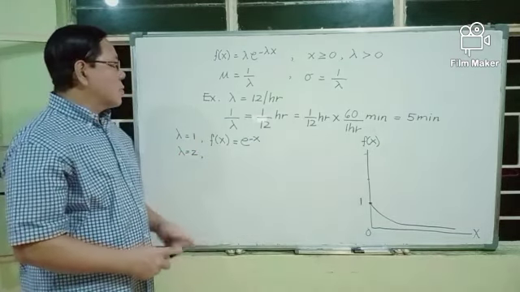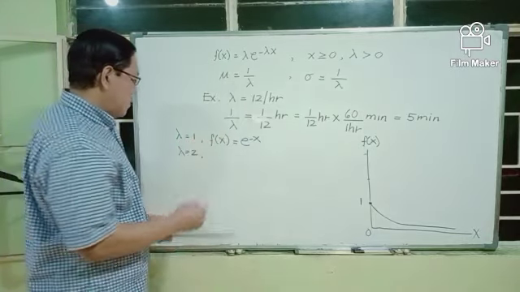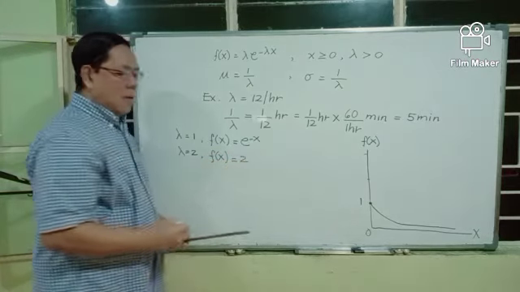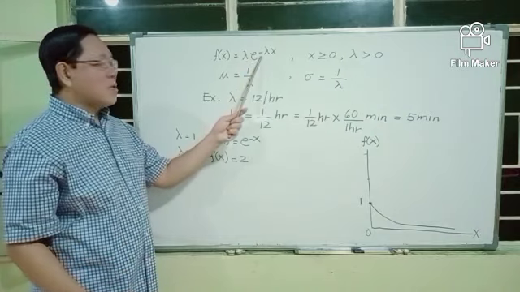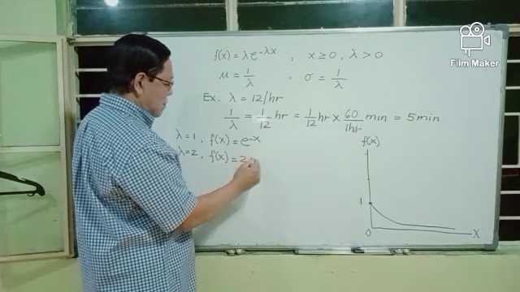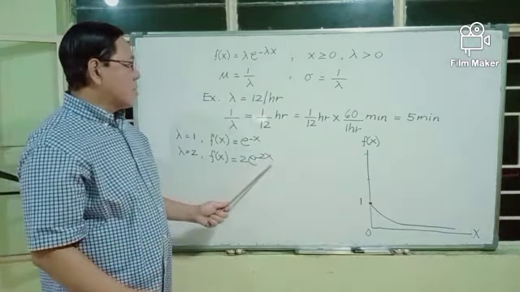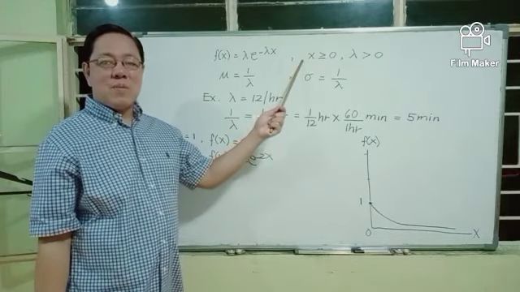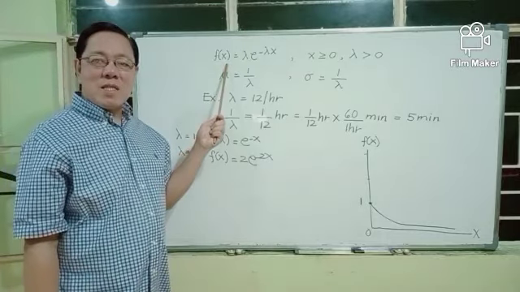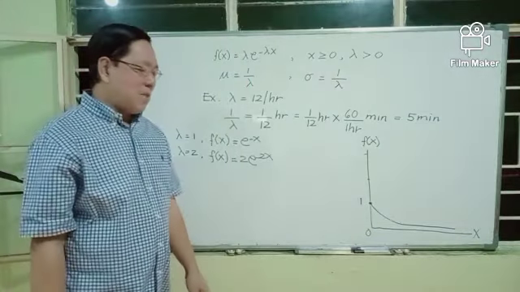When lambda equals 2, the probability density function becomes f of x equals 2 multiplied by e to the minus 2x. Again, the values of x are from 0 to positive infinity, which means that the graph of the probability density function is confined to the first quadrant of the Cartesian plane.